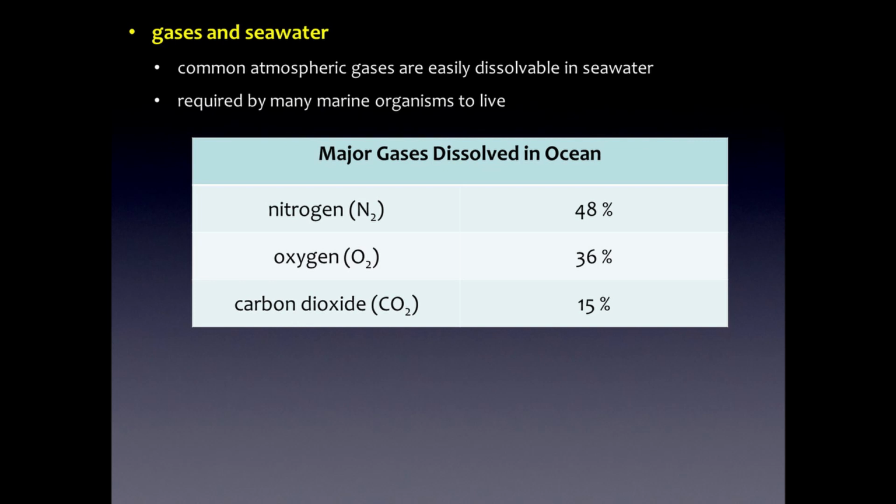As we said previously, we even see the levels of carbon dioxide dissolved in seawater increasing as we have more and more carbon dioxide in the atmosphere. These gases are all important, especially oxygen and nitrogen, for marine organisms to live. And we see that it's roughly about 48% nitrogen, 36% oxygen dissolved within the water, and then 15% carbon dioxide, but as I said, this is changing.